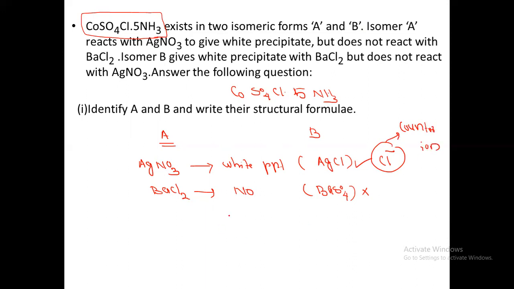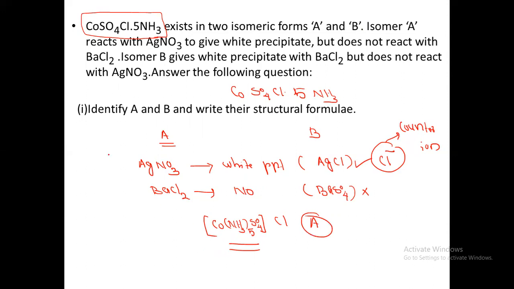Okay, so what will be the formula then? The Cl minus is outside. That's why you're getting AgCl precipitate. So what is left then? You have cobalt, 5 ammonia, total 6 ligands to be there. So 5 ammonia and SO4. Okay, so pentaamminesulfatocobalt(III) chloride. Okay, that's A.